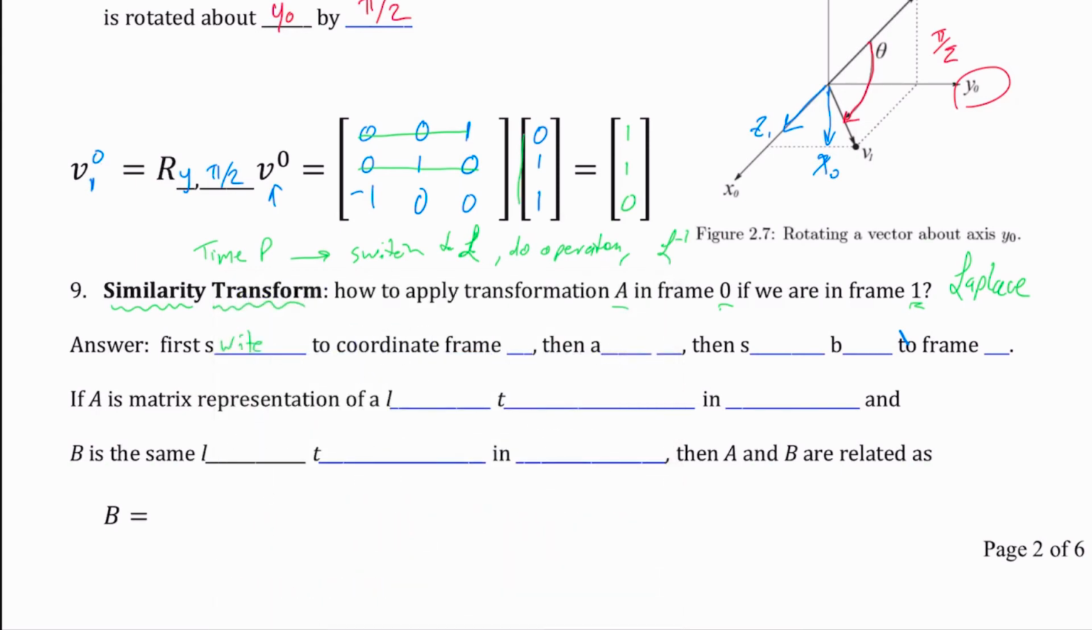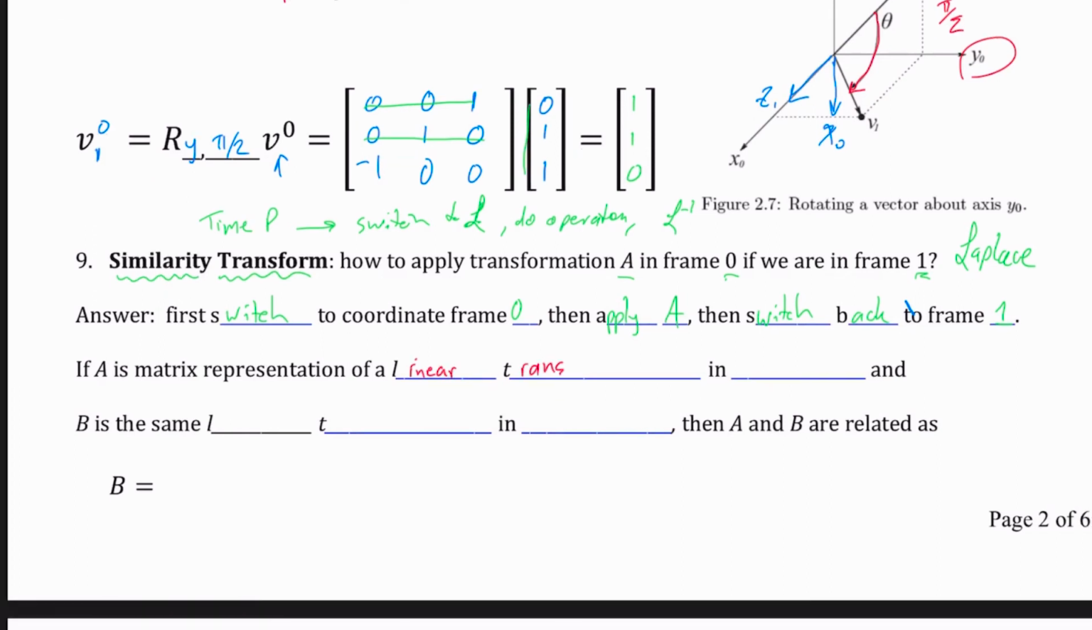So we're first going to switch into coordinate frame 0, then we're going to apply A, and then we're going to switch back to frame 1. This only works if A is a matrix representation of a linear transform in O0, x0, y0, z0, and B is the same linear transform in O1, x1, y1, z1, then we can say that A and B are related.